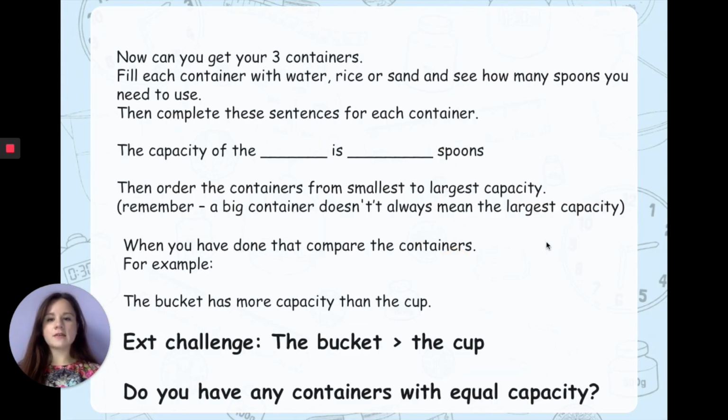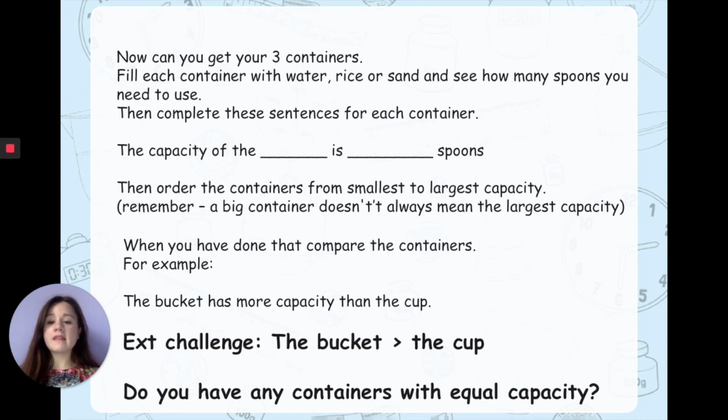Now, can you get your 3 containers that we have been using for all of our maths lessons? Fill each container with water, rice or sand with a spoon and see how many spoons you need to use until it is full, and then complete these sentences for each container. The capacity of the something is something spoons. So for example, the capacity of the bucket is 4 spoons. Then you are going to order your containers from the smallest to the largest capacity, like we just did. Remember, you have to test it because a big container doesn't always mean the largest capacity.